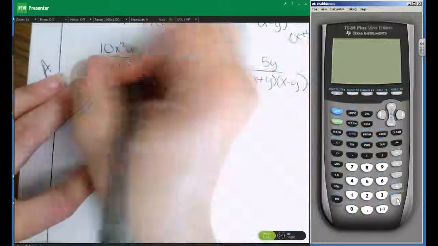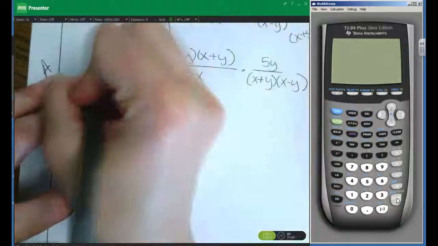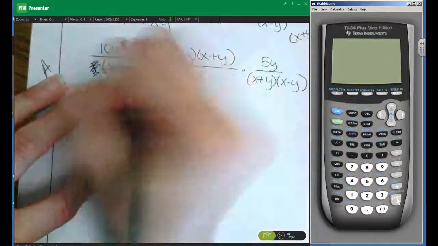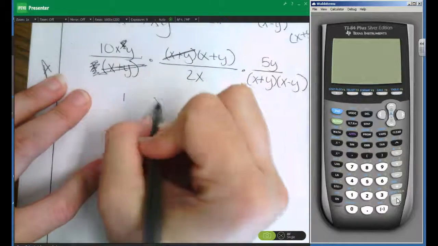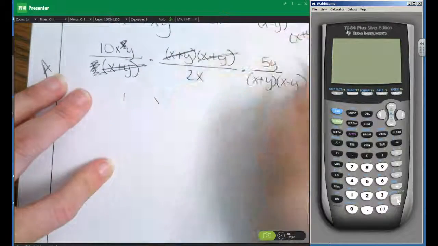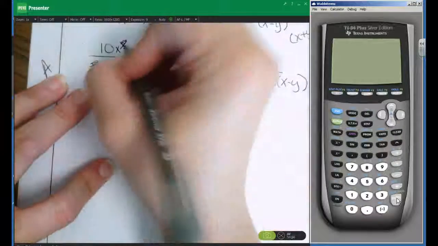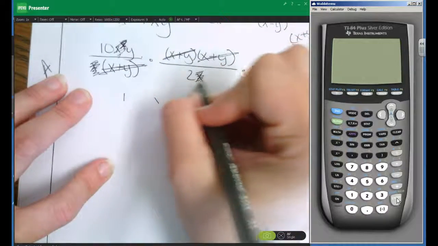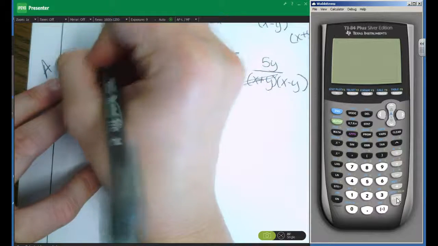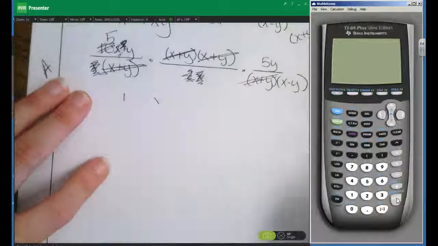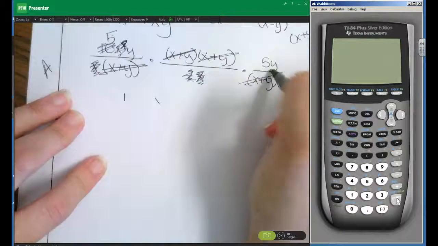Alright, this squared here and this x can cancel. This x plus y and this x plus y. Remember, we can cancel up and down or diagonal. This x and y, this x and y. This x here, this x here. This 2 here, 2 goes into 10 5 times. So that's it. Let me double check. Yep. 5y times 5y.